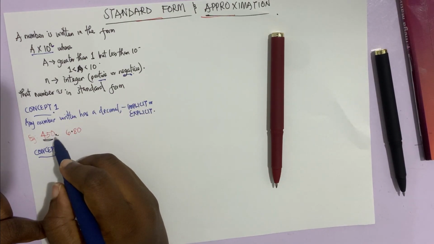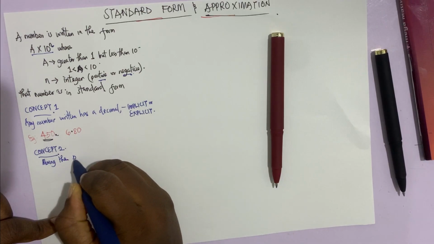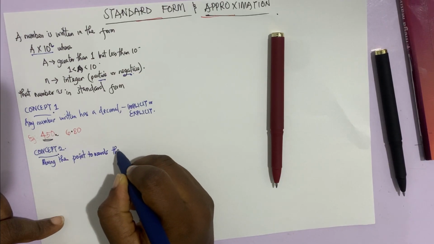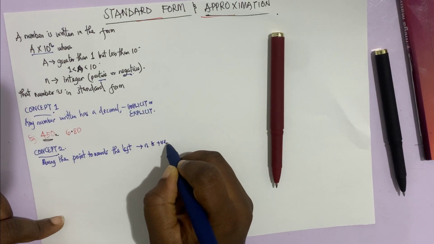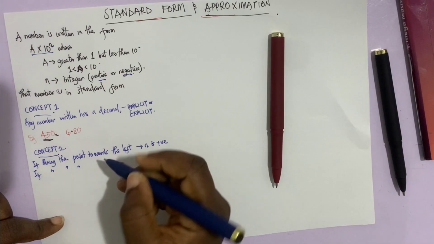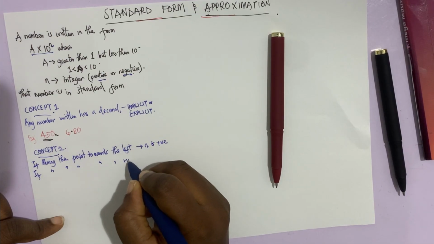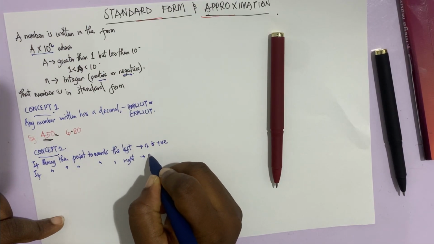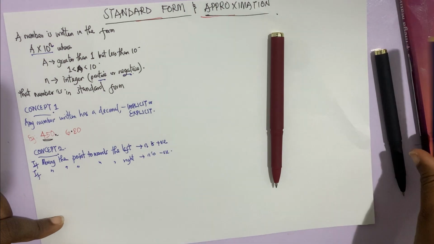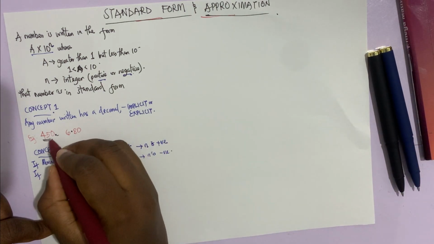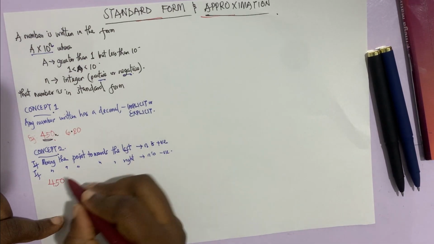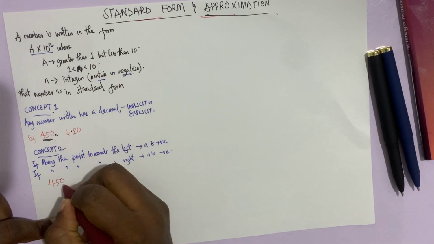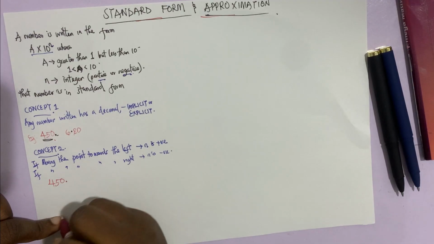If you are moving the point in the number towards the left, n would be positive. If you are moving the point towards the right, then n is negative. And I would explain as well with this example up here. We have 450. This is a full number. We want to write it in standard form. We have established that there is an implicit decimal here, right?